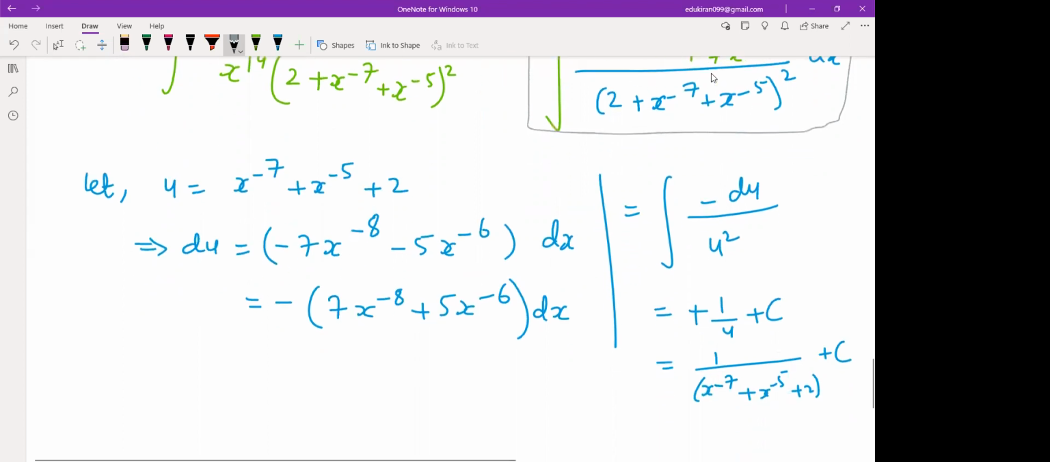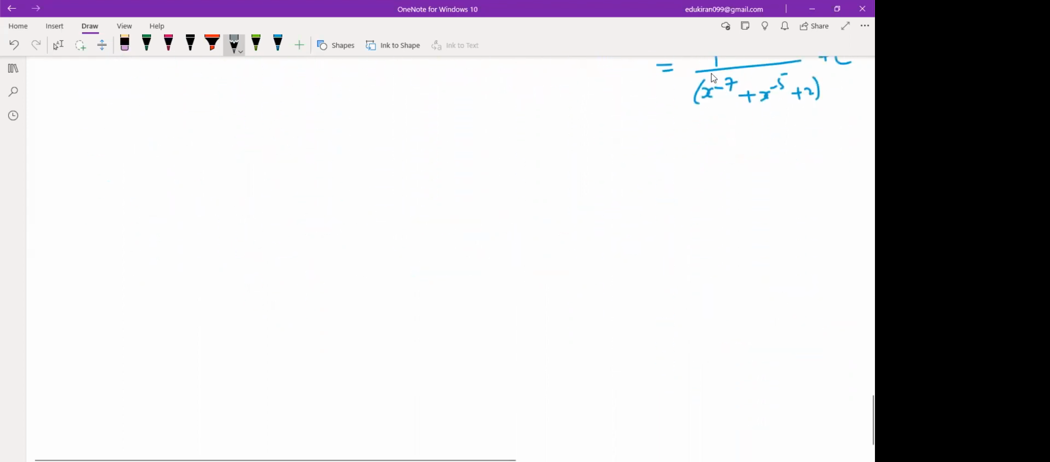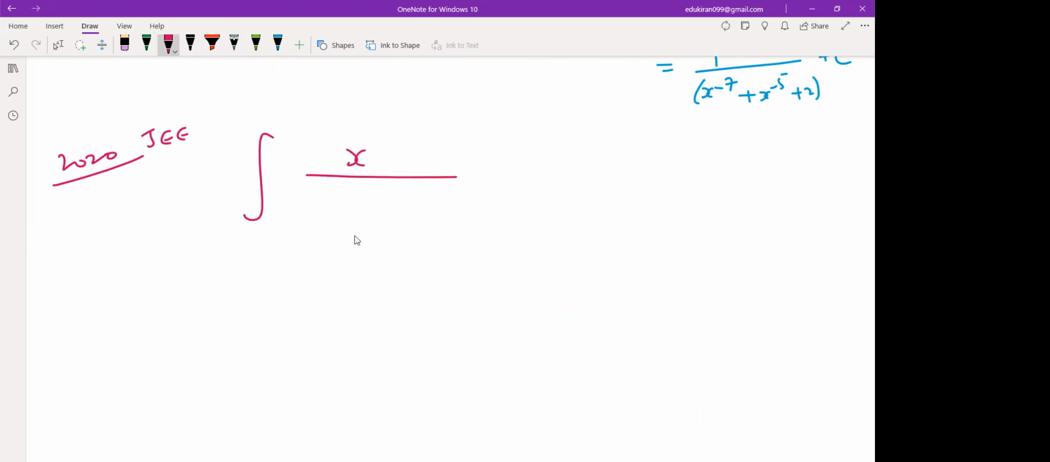There is a 2020 question, one 2020 question, and it is basically a trigonometric function involved here. It says that integrate x upon (x sin x plus cos x) whole square.